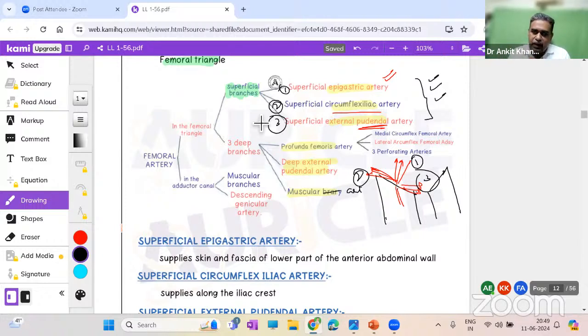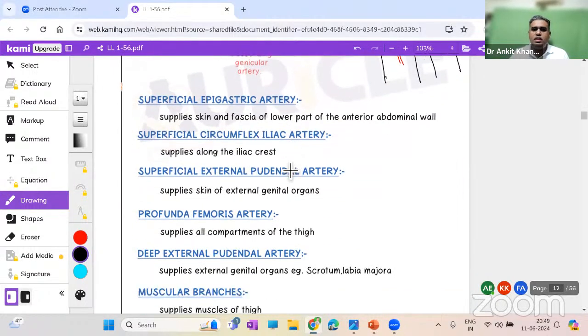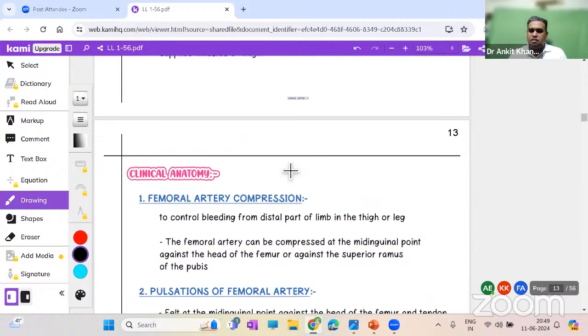We give them names by looking at where they are actually going. Names are not given initially. Initially, the branches are seen, where are they going, and according to the location we name them. Simple, right? And the deep branches over here: remember their names, and then you can just describe 1 or 2 lines about these arteries. Okay, that will be good.